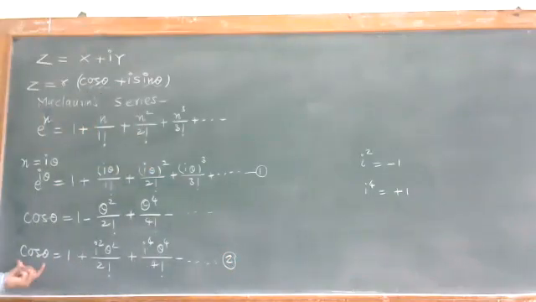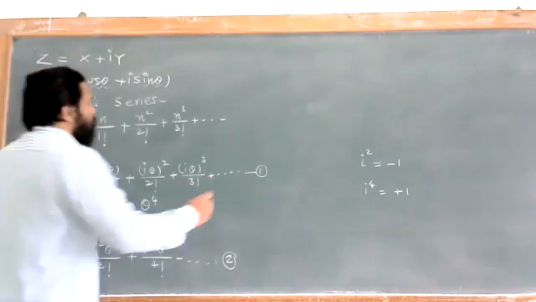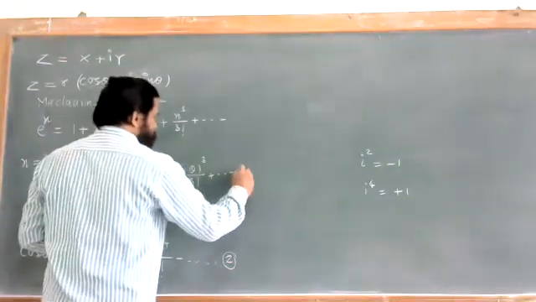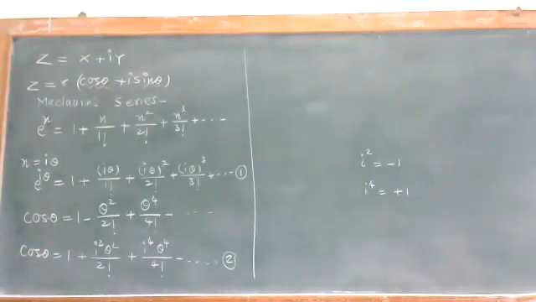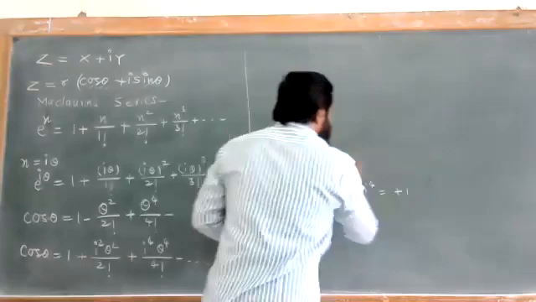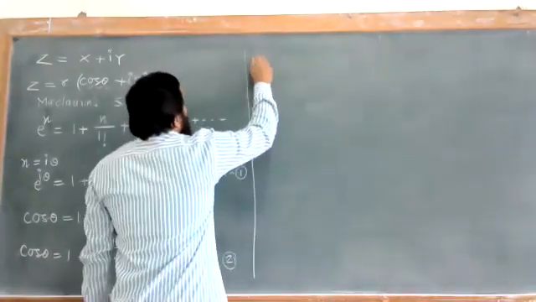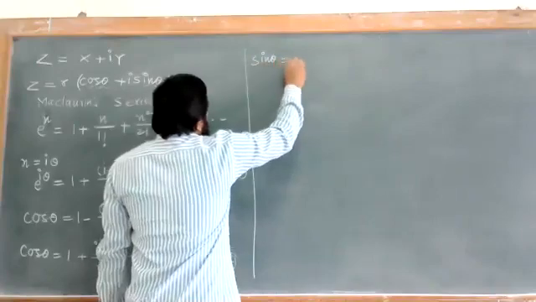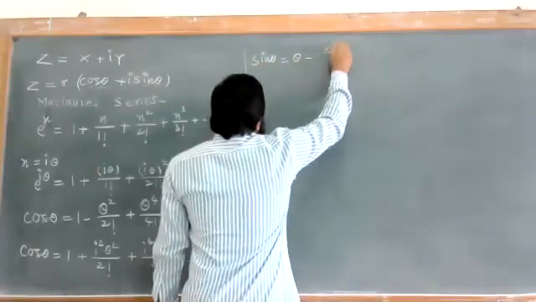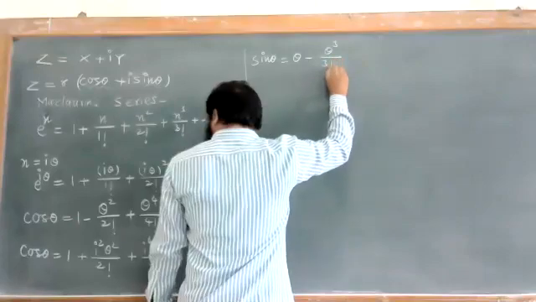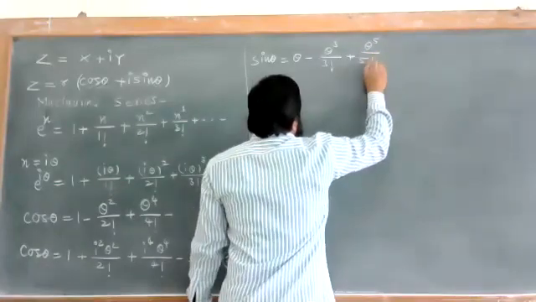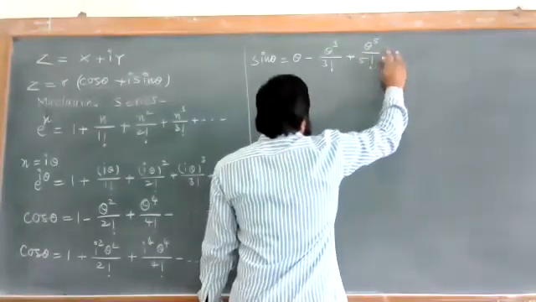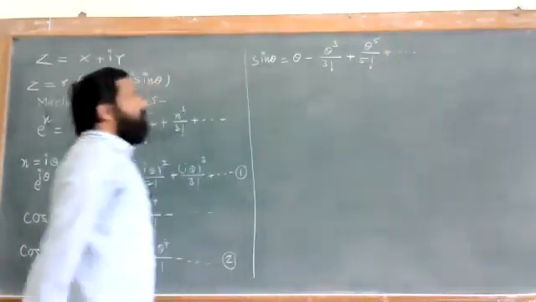So we have this one value, that is cos of theta. Now we require another one, that is in terms of sine of theta. So just write it here. This is your equation number 1. And now the value of sine of theta is given by sine theta is equal to theta minus theta cube upon 3 factorial plus theta raised to 5 upon 5 factorial minus theta raised to 7 upon 7 factorial.